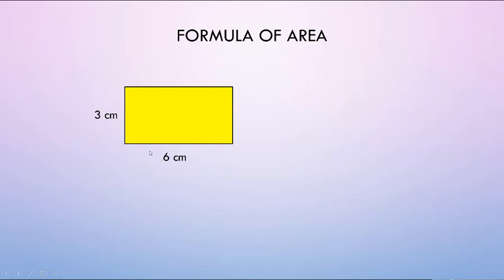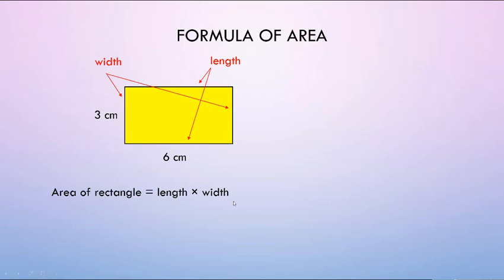And those sides of the rectangle have special names. So those 2 sides we call lengths, and those 2 sides width. So to find the area of a rectangle, we need to multiply length times width, or 6 centimeters times 3 centimeters. 6 times 3 is 18 square centimeters.